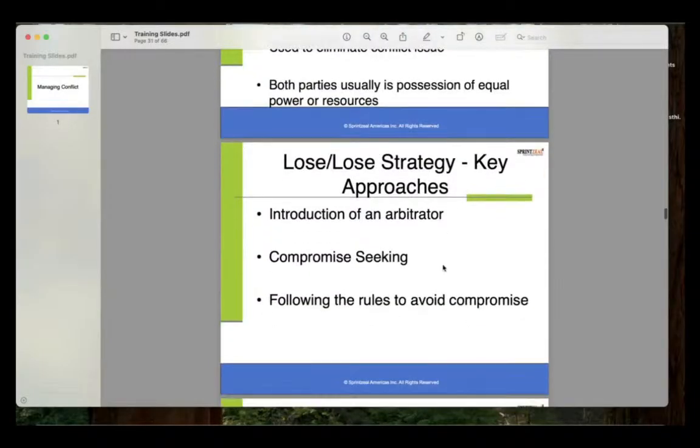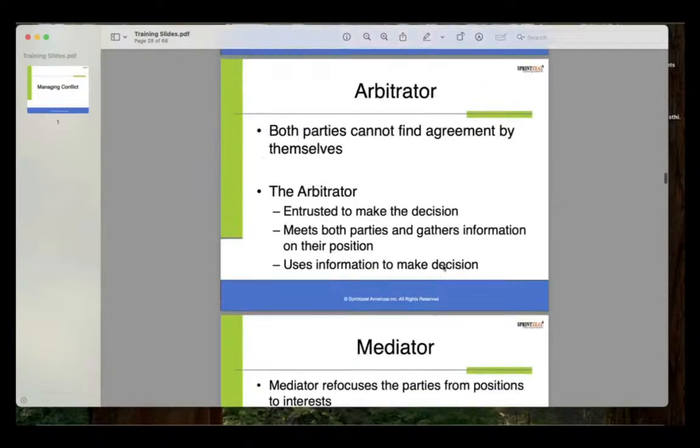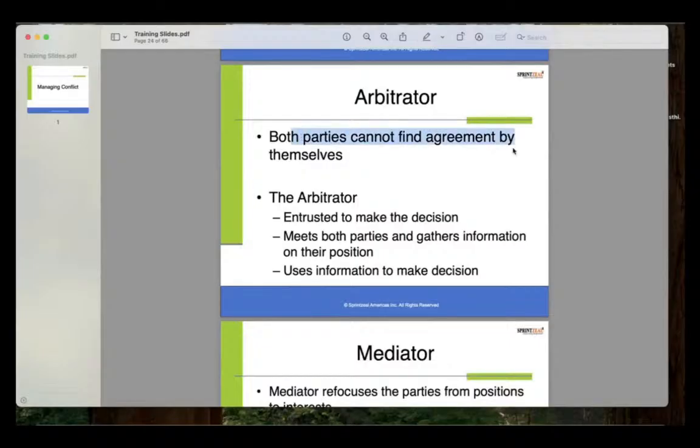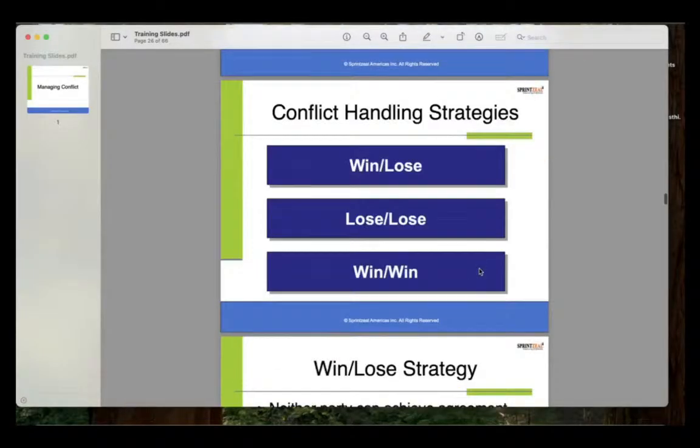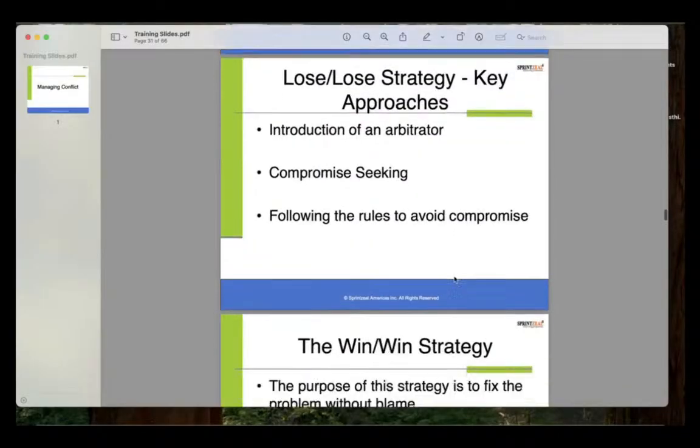There are some key approaches, like what are the key approaches we should follow in this strategy. In lose lose strategy, introduction of an arbitrator. So we saw here arbitrator. When both parties cannot find agreement themselves, that is when we introduce the arbitrator, and the introduction of an arbitrator is the best approach for this lose lose strategy. Then compromise seeking. After that, following the rules to avoid compromise. So these are the key approaches. That is how we should approach this lose lose strategy.